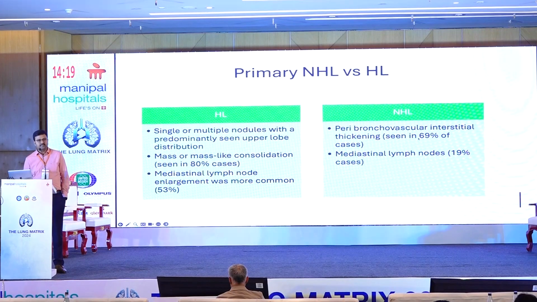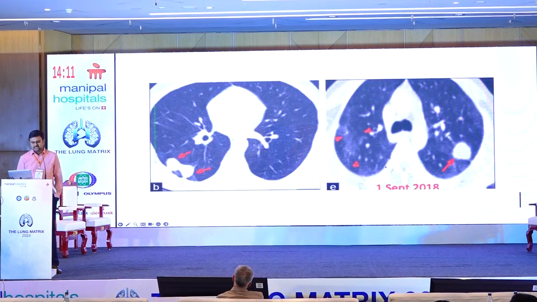Whereas in non-Hodgkin's lymphoma, it is more of peribronchovascular interstitial thickening, and mediastinal nodes are seen in less than 20%. This is another patient with secondary lymphoma, which manifested as diffuse lung nodules and GGOs. The arrowheads are GGOs. So this patient is diagnosed to have secondary DLBCL, which has systemic manifestations.